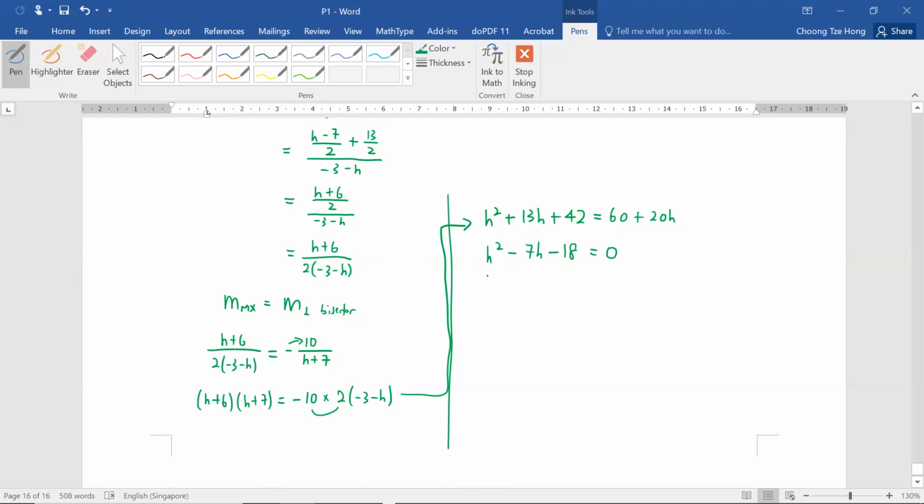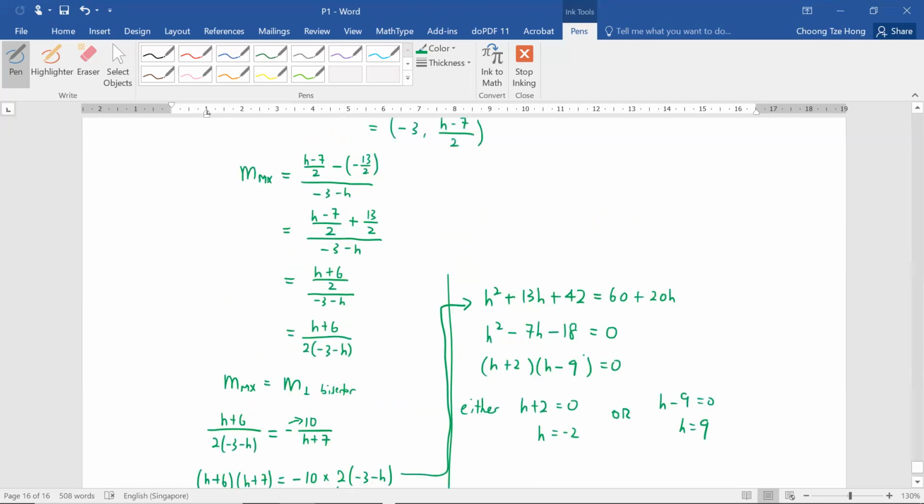Then we'll just factorize. This one can be factorized quite easily. For negative 18, we will get plus 2 and minus 9. So factorize using the cross method. So it's either h plus 2 equals 0, so h equals negative 2, or h minus 9 equals 0, so h equals 9.